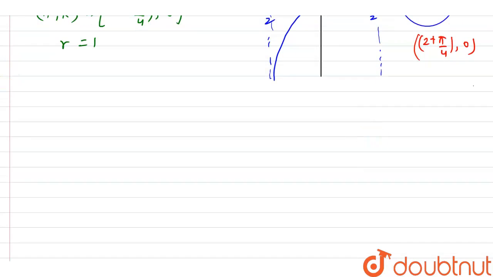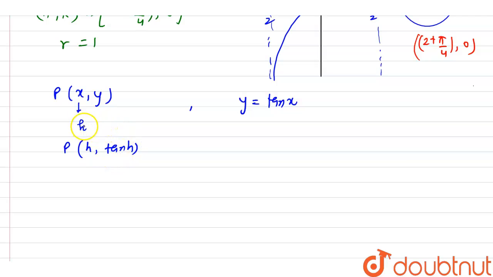So basically I'm assuming my point p is x comma y, and y is given as y equals tan x. Now I'm assuming that my x is h. If my x is h, then my point p will be written as h comma tan h, because on putting x as h here it will be tan h. So this is my point.